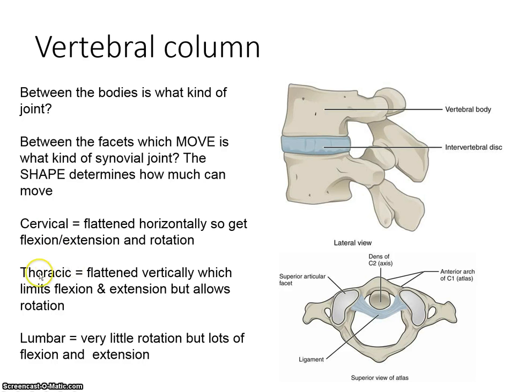Right? In the thoracic region, we have flattened facets vertically. So we limit that flexion and extension, but it does allow some rotation of the trunk, if you will. And then the lumbar, I said those facets begin to curve inwards and outwards, and they interlock. So there's very little rotation, but you can get some flexion and extension here because of that.